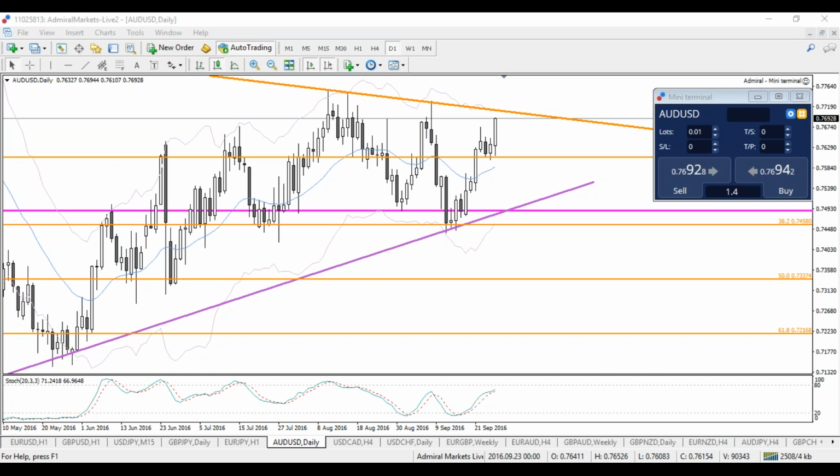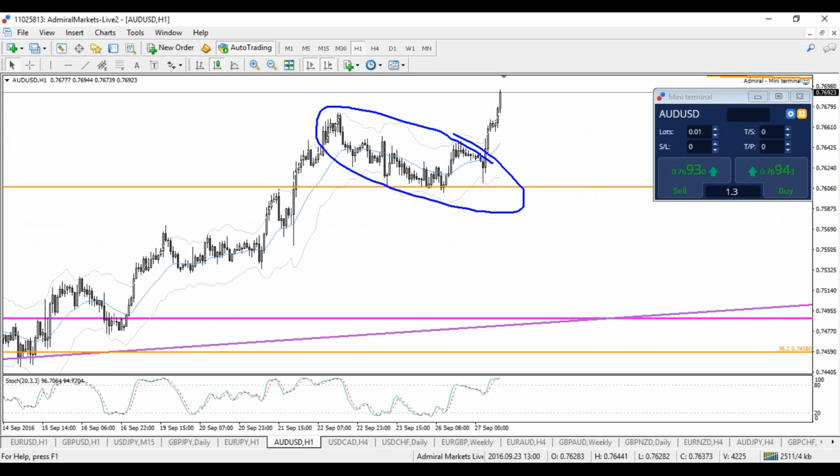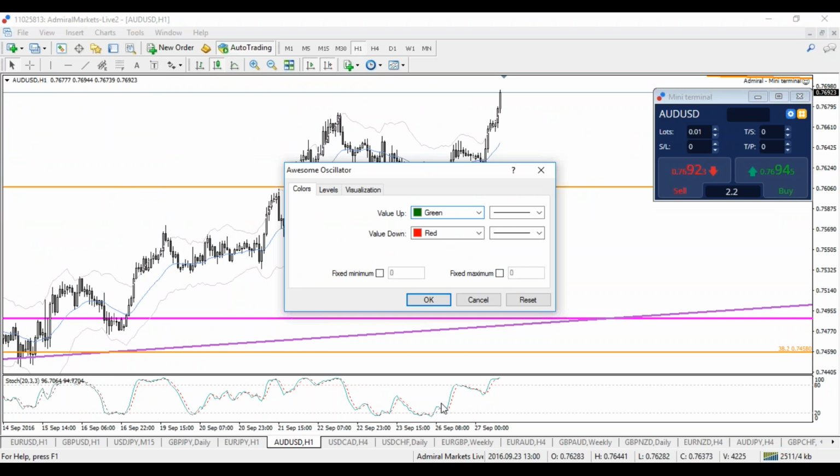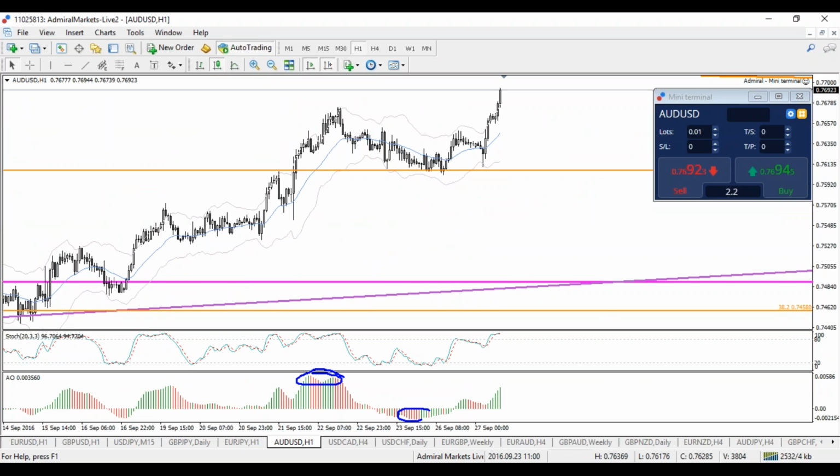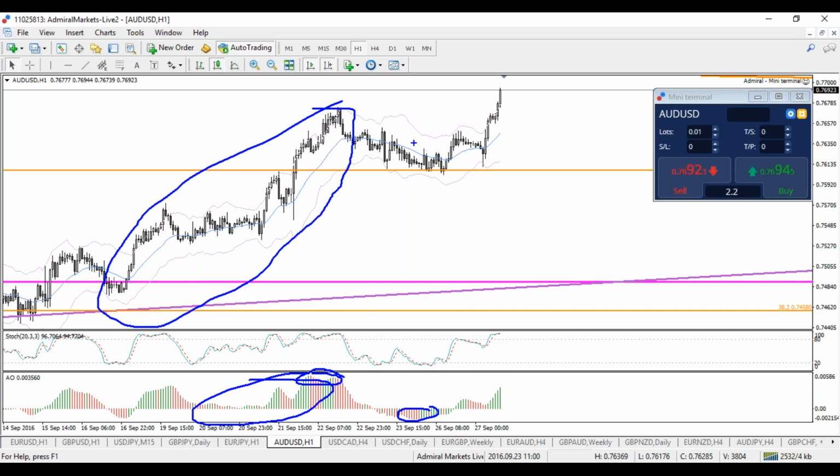So we could see that momentum on the hourly chart, like this. Pretty good corrective pullback here. If we add some oscillator, all right, you see momentum, no divergence, pull back to the zero line. Compare this upside here, right, to this correction. So it's easy to see it, right?